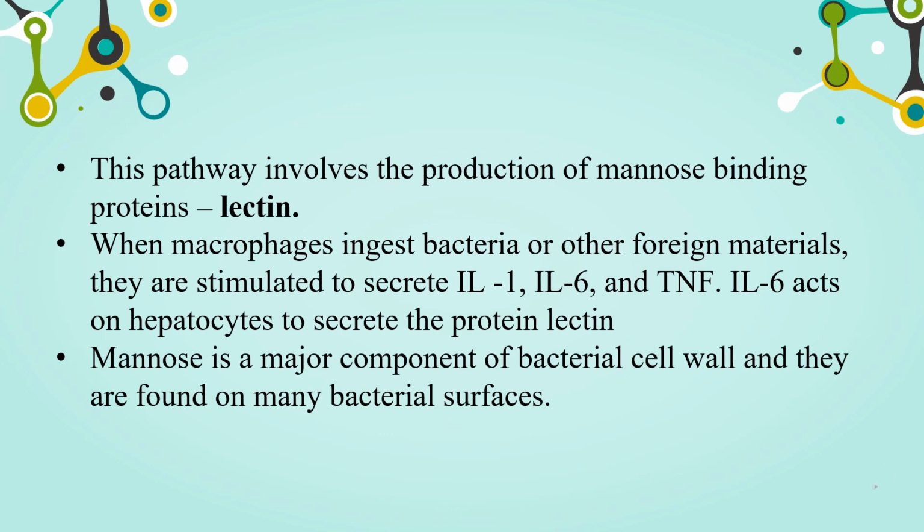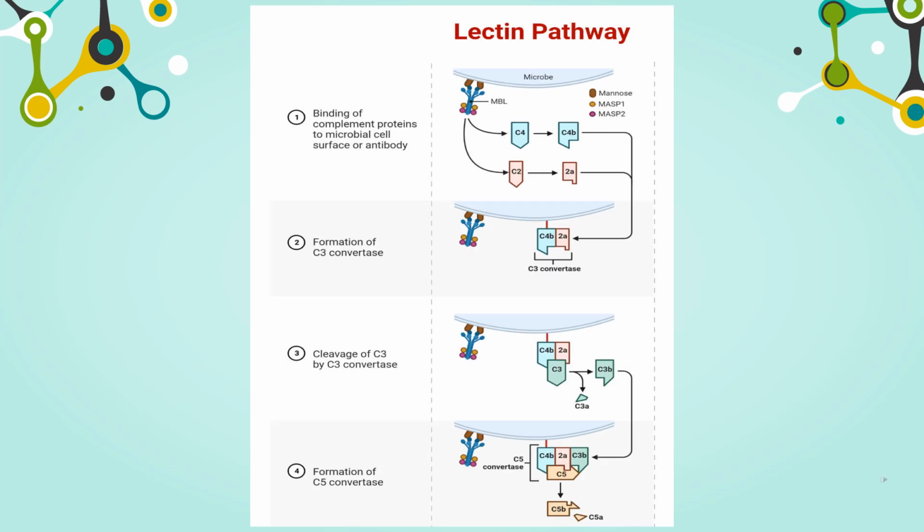This pathway involves the production of mannose binding proteins, that is lectin. When macrophages ingest bacteria or other foreign materials, they are stimulated to secrete interleukin-1, interleukin-6 and tumor necrosis factor. Interleukin-6 acts on hepatocytes to secrete the protein lectin. Mannose is a major component of the bacterial cell wall and is found on many bacterial cell surfaces. Here you can see the flowchart for the lectin pathway.